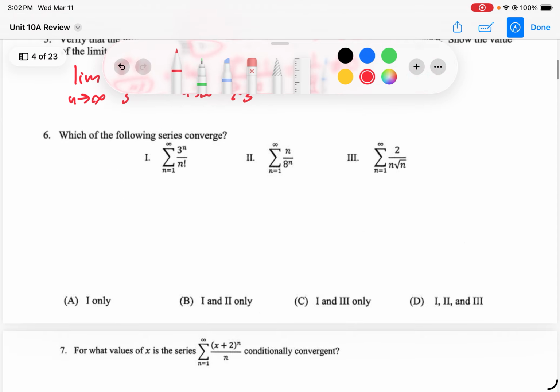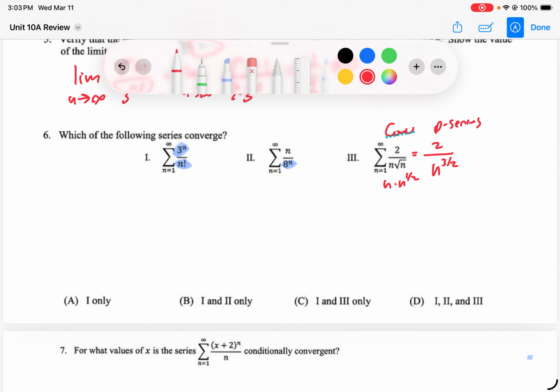All right, which of the following series converge? Just kind of talking through what I'm thinking. If I see factorial and exponential, I think ratio test. So probably ratio test. And then this last one, I would say this is n times n to the 1/2. Add those exponents into the 3/2. So this one converges because it's a p-series.